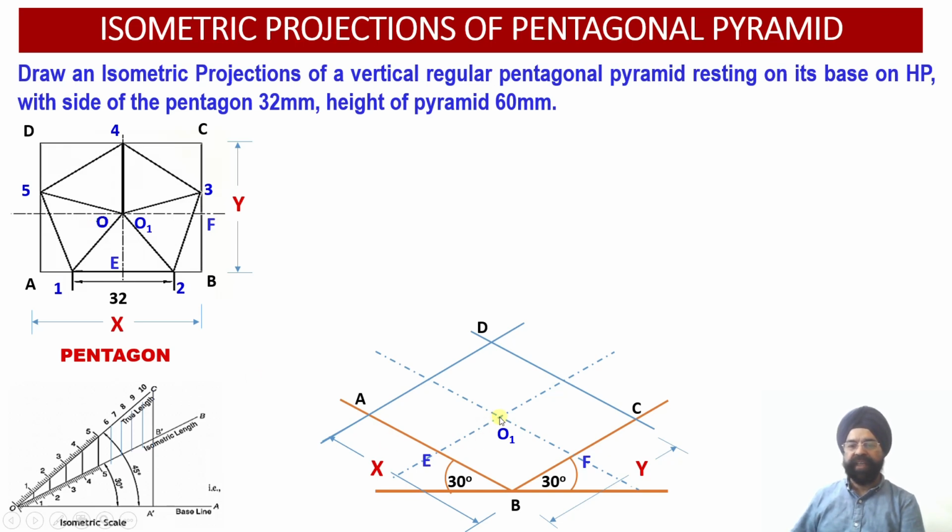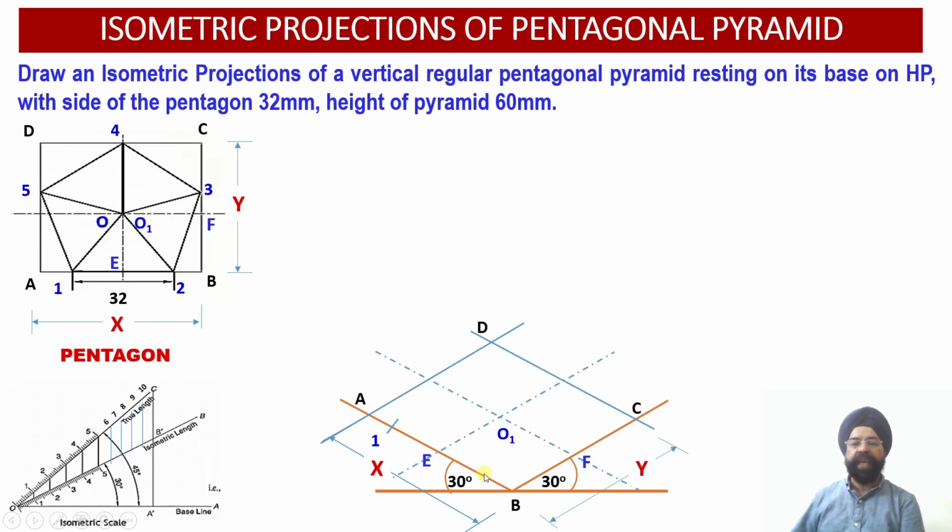Now having located the axis point, let us locate all the 5 points of the base of the pentagon. So let us do it. From point A, I have measured the distance of point 1. Similar will be the distance of point 2 from point B. So from A, I locate this point 1 as I move towards end B over here. So this point 1 has been located.